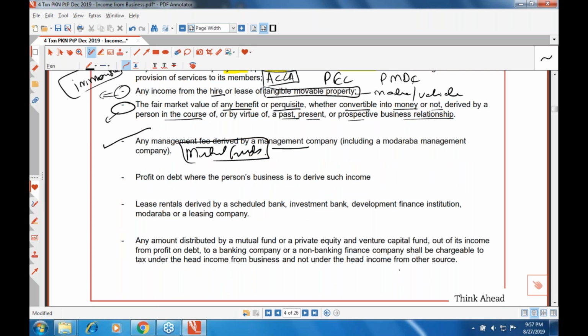Now what next is there? It says profit on debt where the person's business is to derive such income. Let's try to understand what exactly this is. If you are a bank, being a bank, your main business is to derive interest.